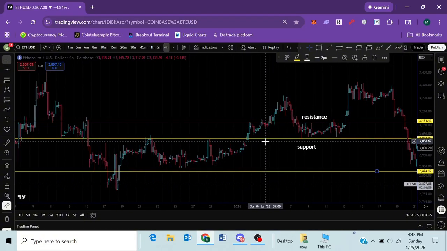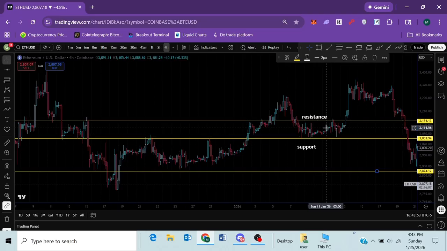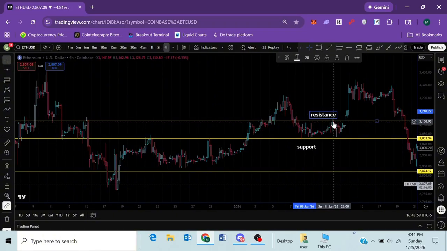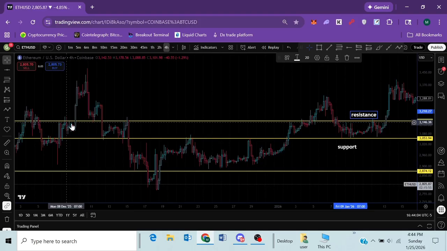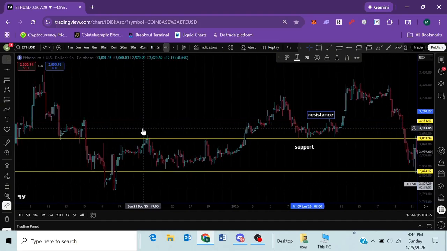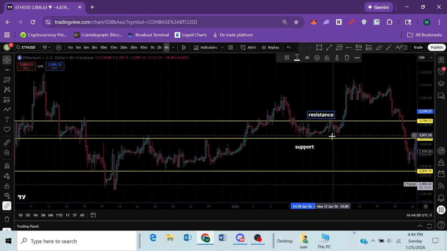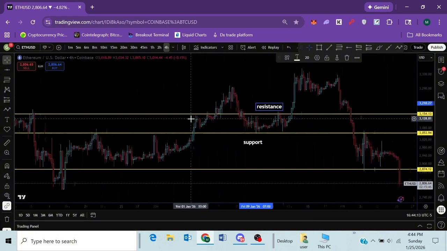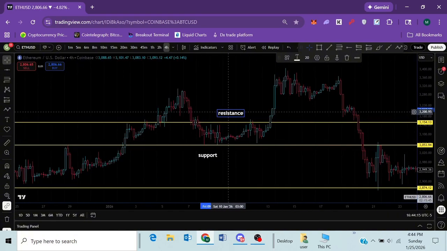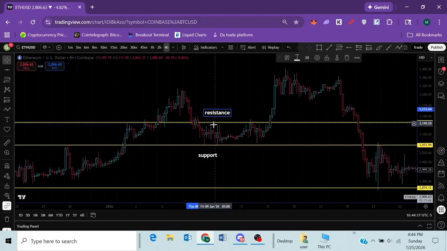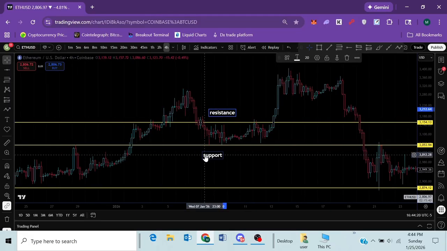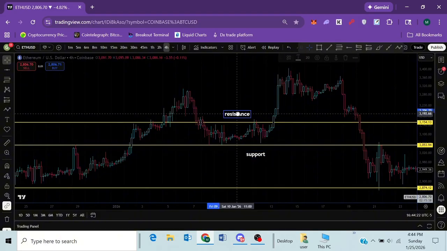And what you're going to also realize is a lot of these levels are going to be repeatedly used, right? So I can see over here, this resistance here was a resistance, and it was a resistance over here, and it was a resistance right here, right? Or a support right here was a support over here and over here. Now, this is where it gets a little different. And this is the reason why I said to think of it as a multiple story building.